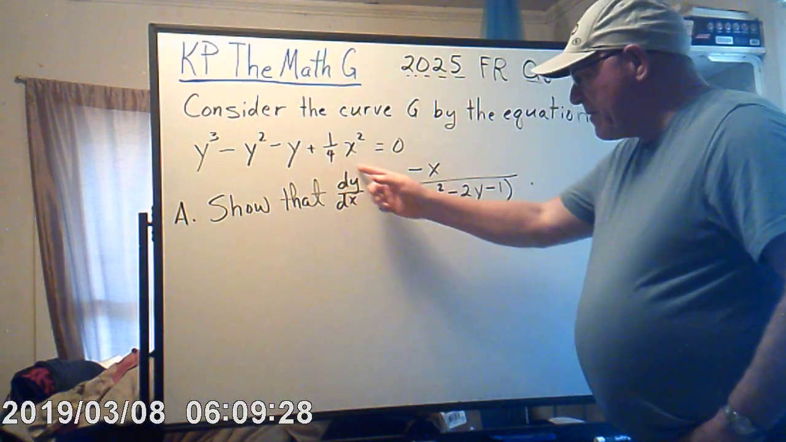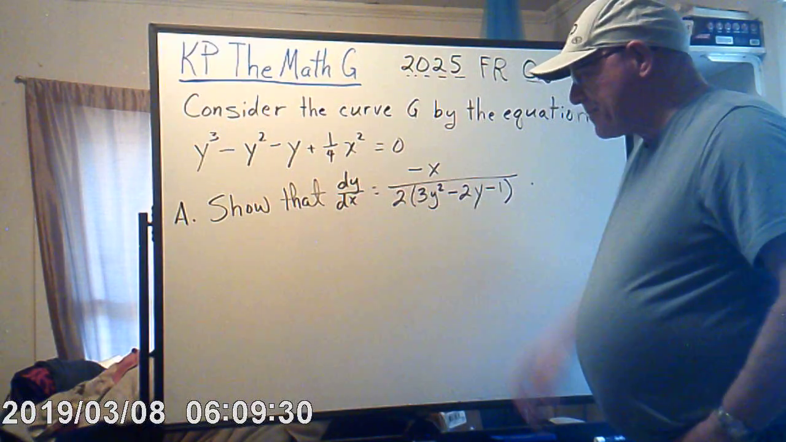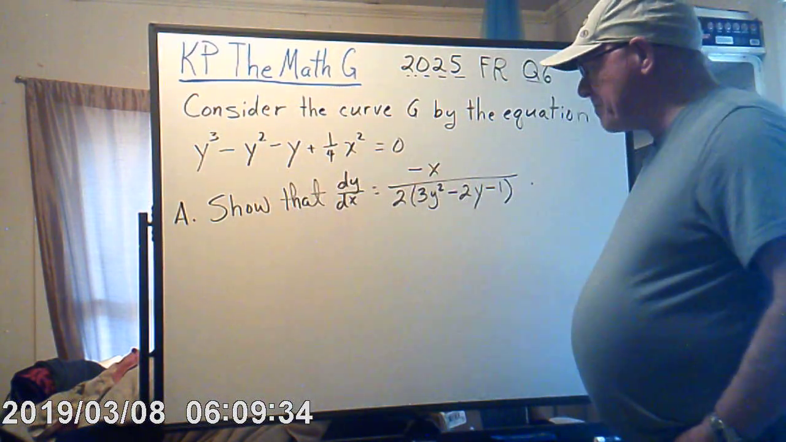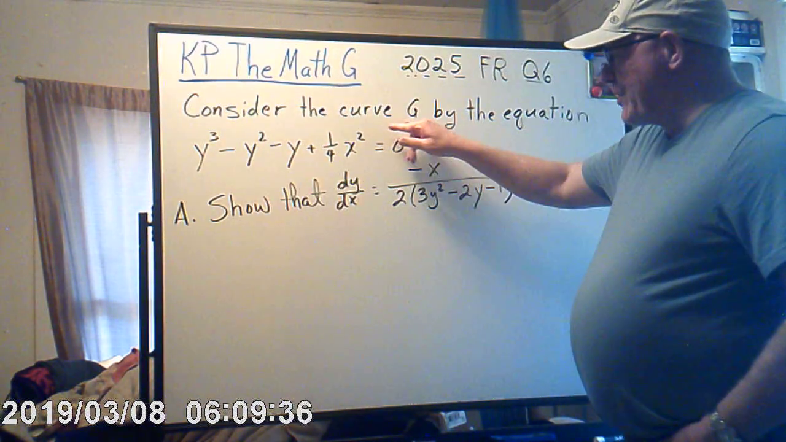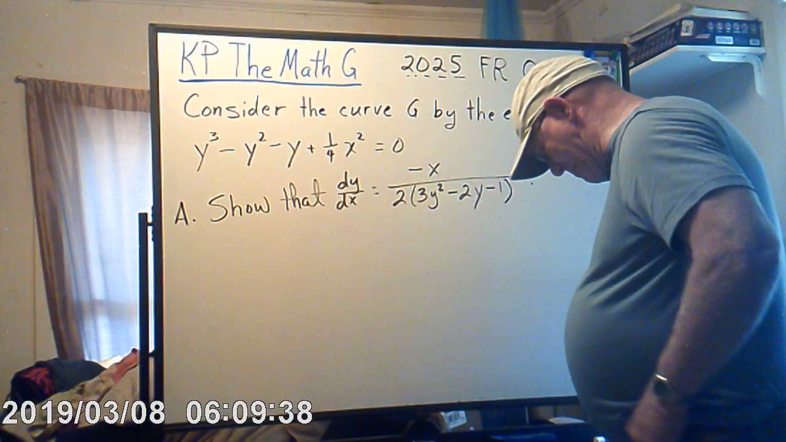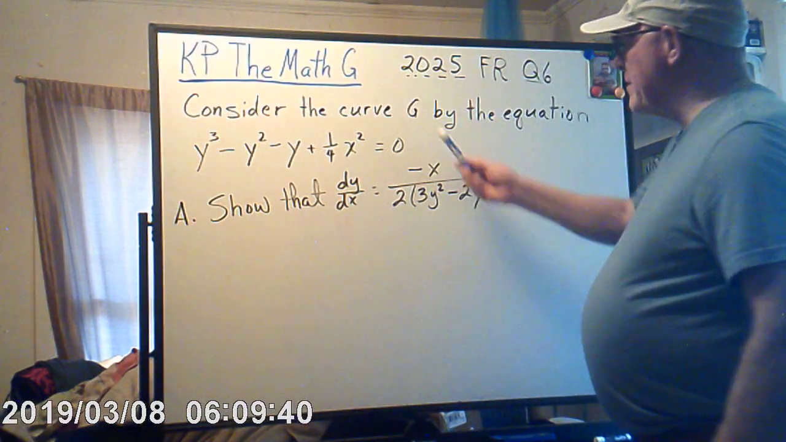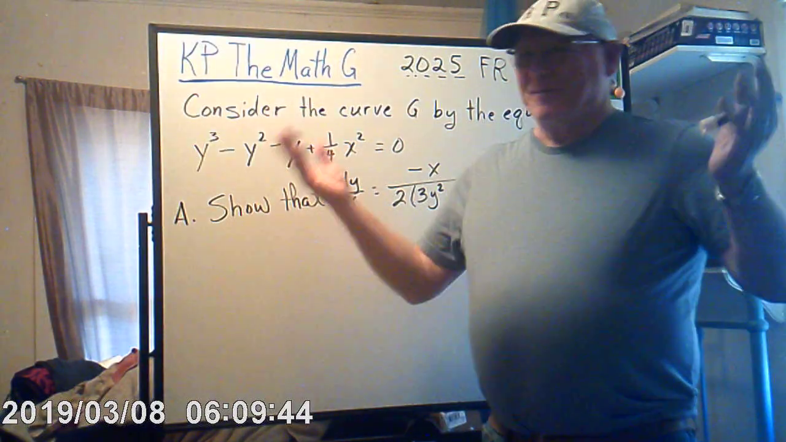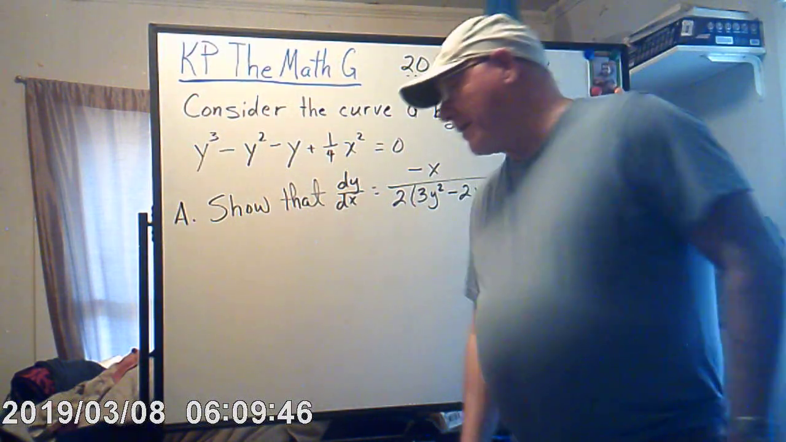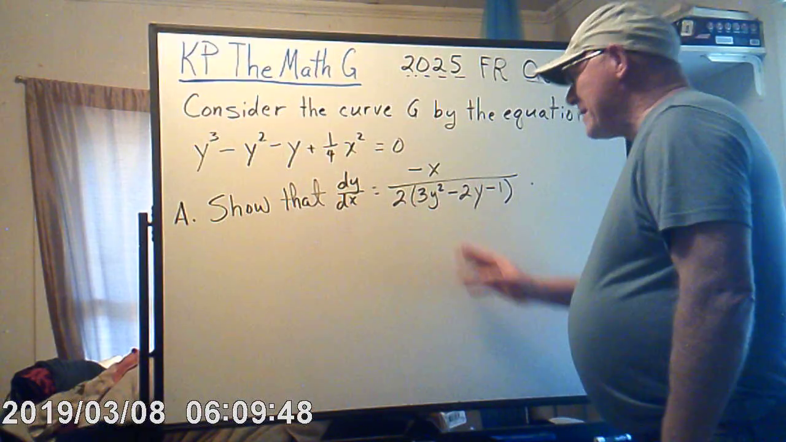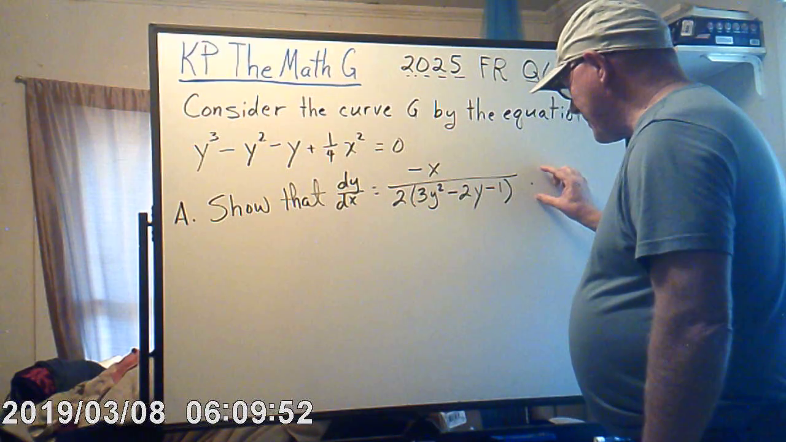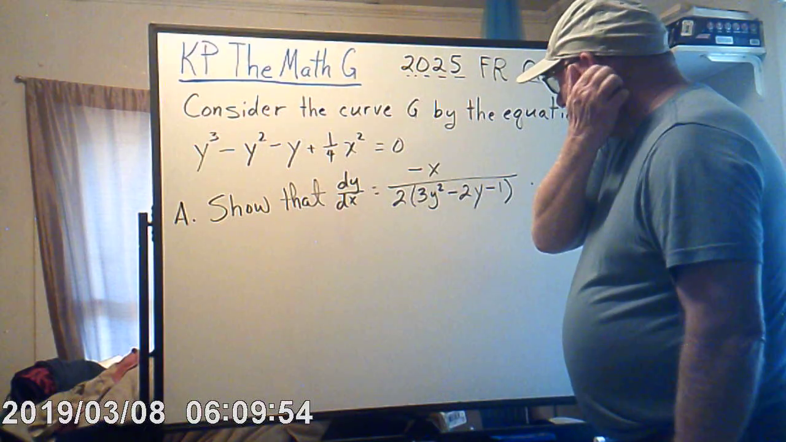So how do we find dy over dx from this equation here? This is a curve G, by the way. That matches KP the Math G, huh? Oh, no. Coincidence. All right, let's get started. We've got to get this right here, don't we? All right. Well, let's do.